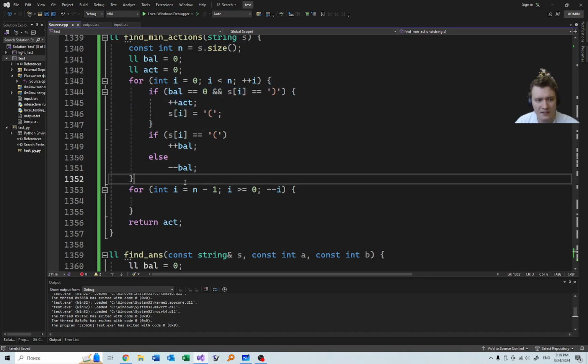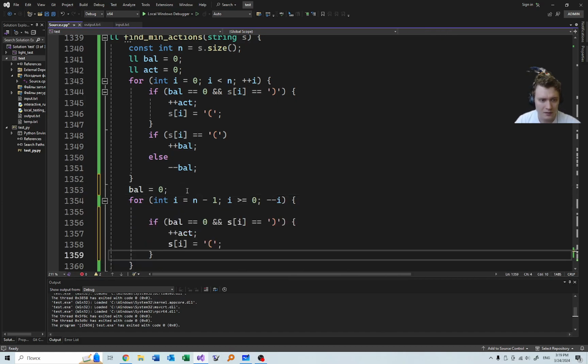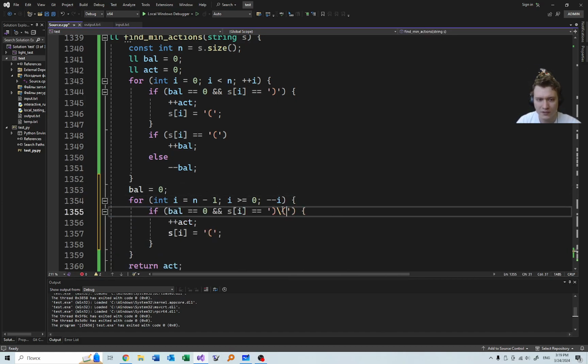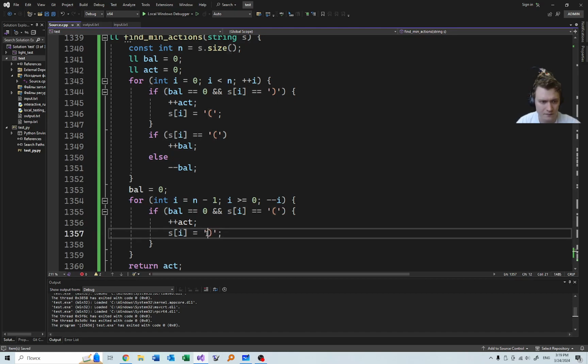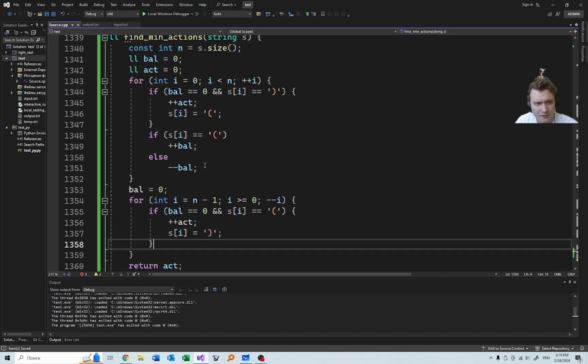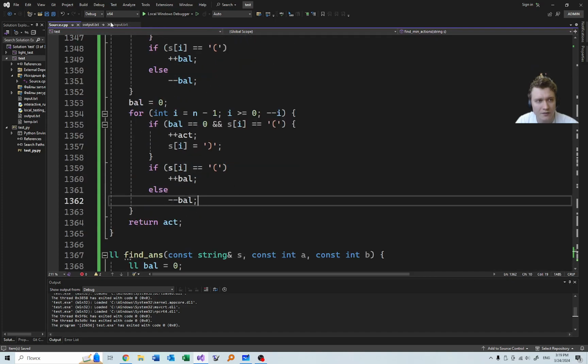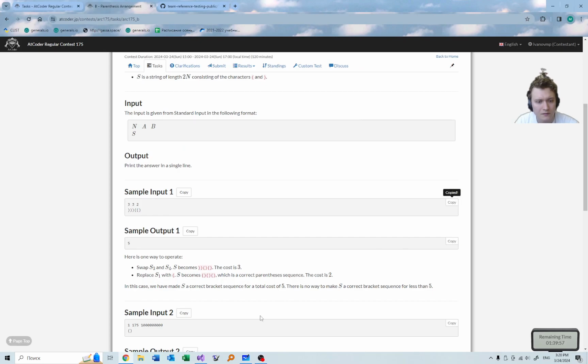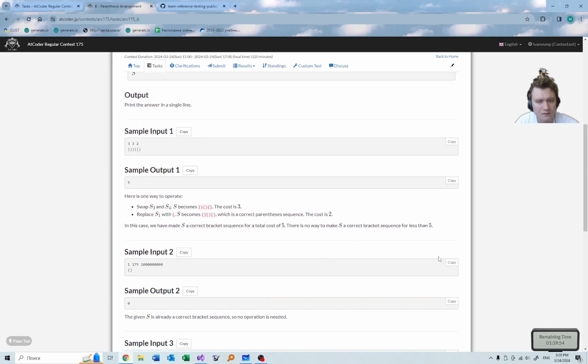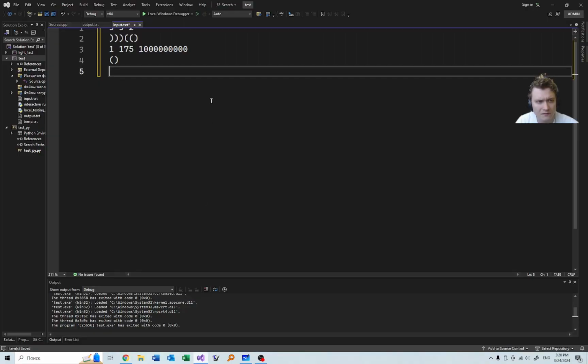So we again say that bal is 0. If bal is 0 and s[i] equals opening parenthesis, then we make it a closing parenthesis. And plus act. And then the same thing. Okay, and return act.